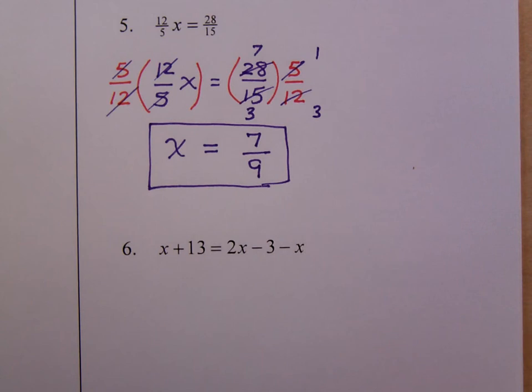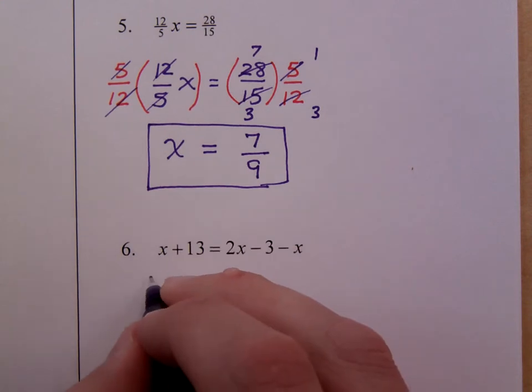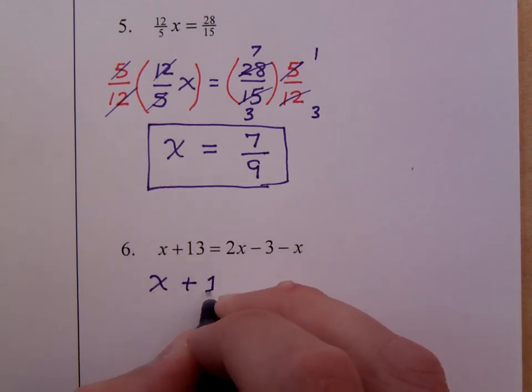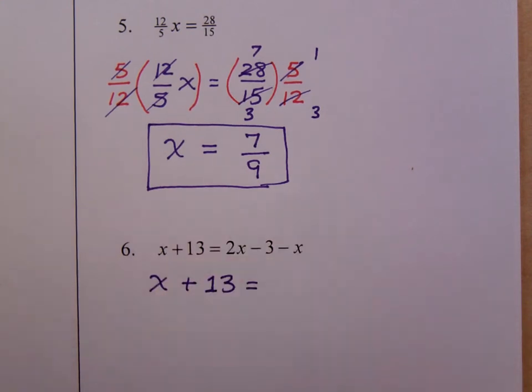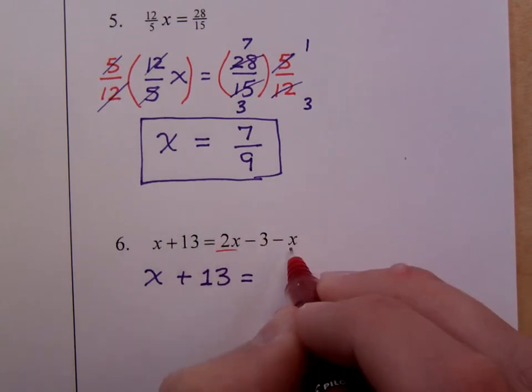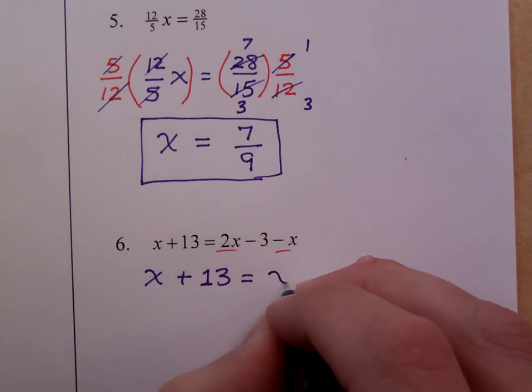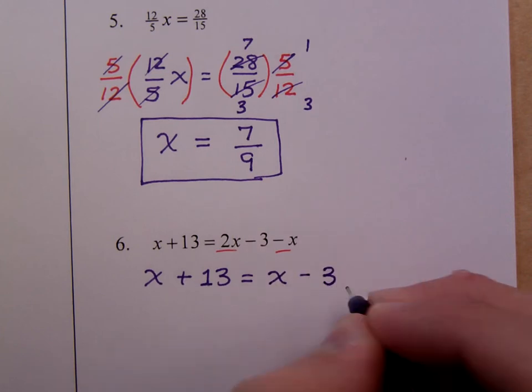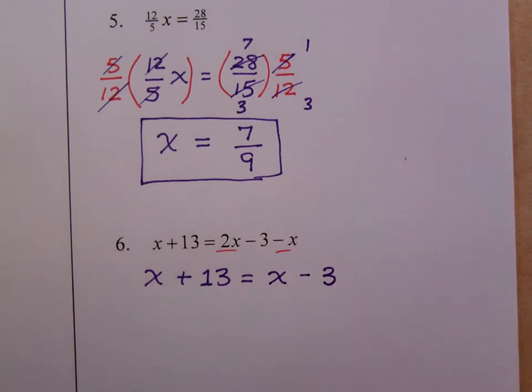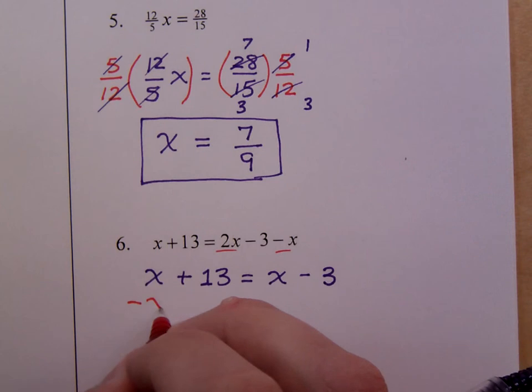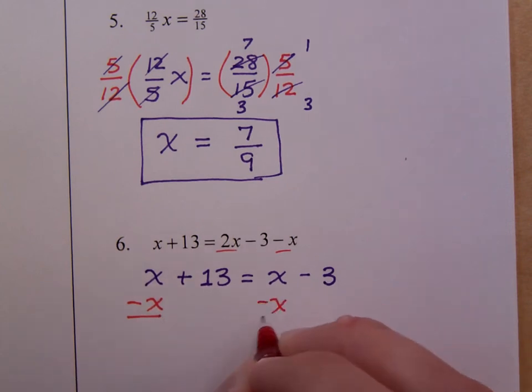Number 6. Number 6 has some work that needs to be done on the right side. So when I rewrite this, I have x plus 13 equals. And you see here that we have like terms, so 2x minus x is just x. So we have x plus 13 equals x minus 3. You need to get your variables together, so if I subtract x from both sides, watch what happens.